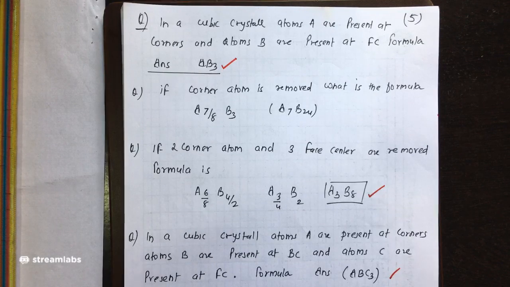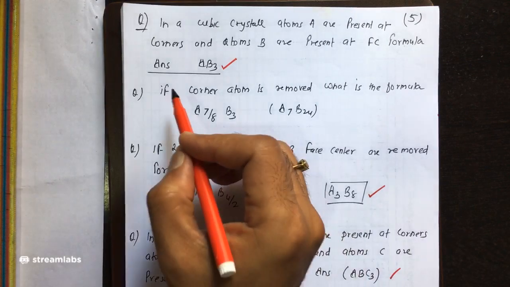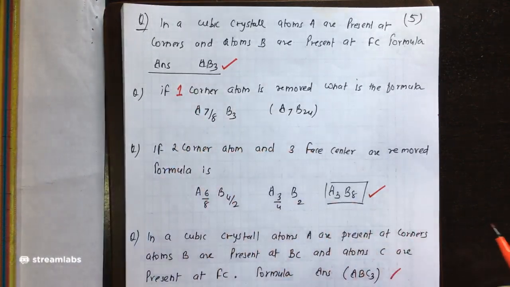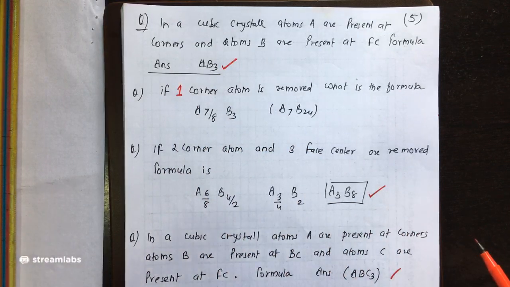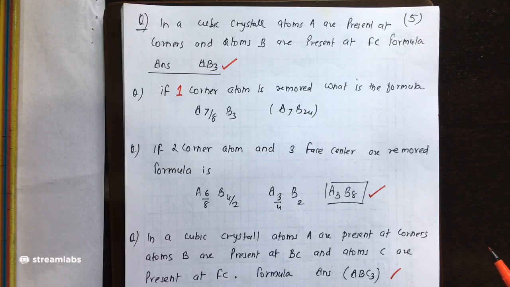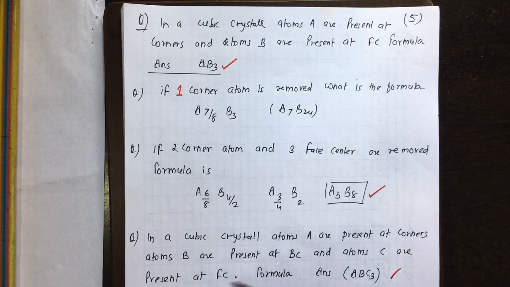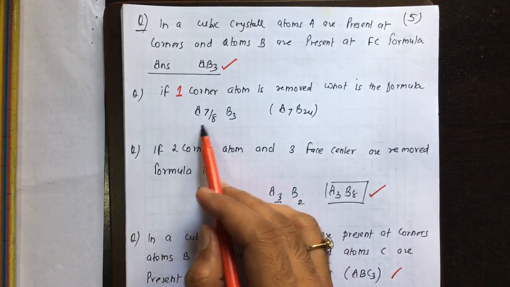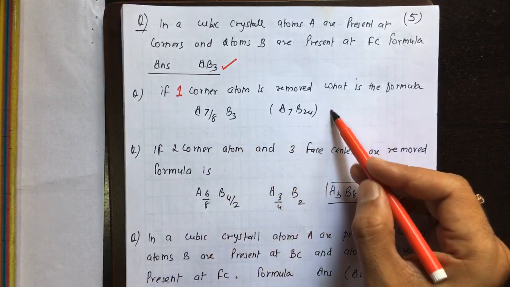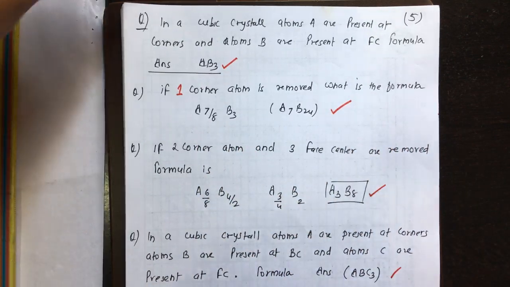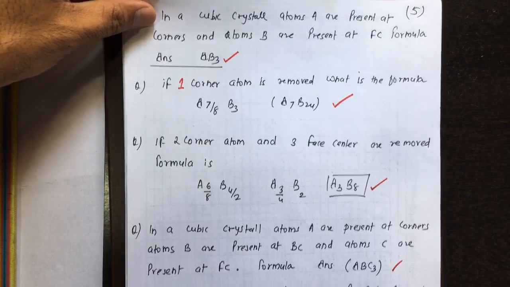Now what we are doing is a deviation of this particular question. If one corner atom is removed, what is the formula of the crystalline solid? If you remove one corner atom, still 7 are there. What will be the contribution? 7 by 8 only. So 7 atoms are still present and the contribution is 1 by 8. So A 7 by 8 B 3, that becomes A7B24. This is the formula of the crystalline solid.